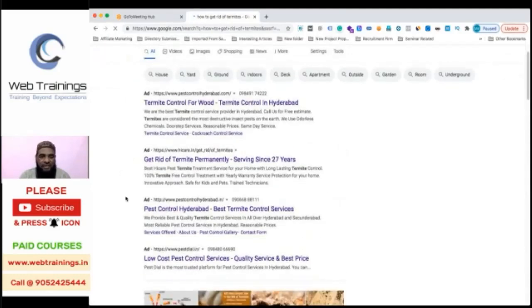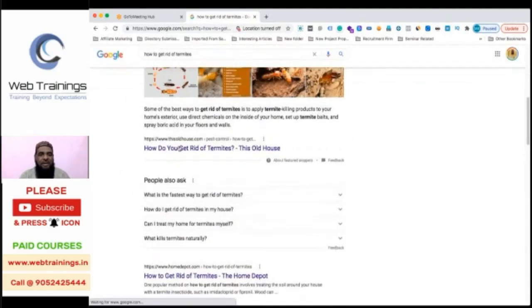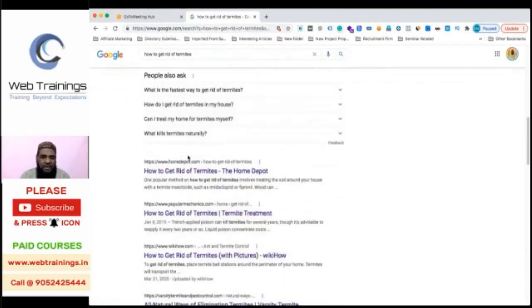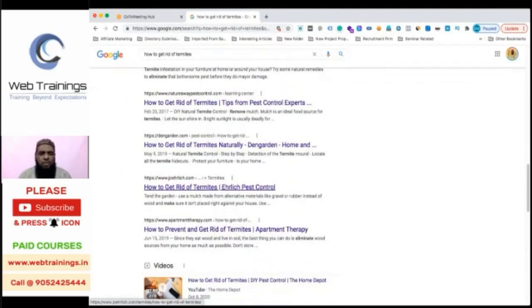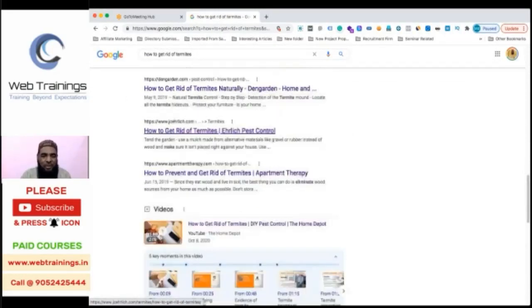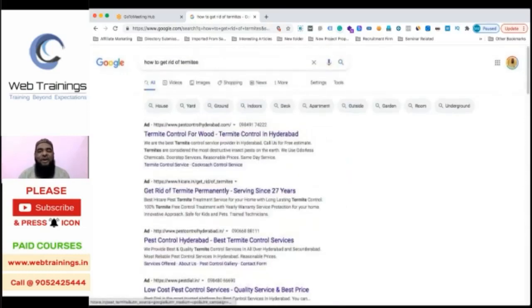Now, these are all advertisers spending a lot of money, but here it is, soldhouse.com. Some of the best ways to get rid of termites is to apply termite killing products to your home exterior. Okay, next we have Home Depot, how to get rid of termites. Oh, there are good articles. And see, termites are a global problem, so any US website can also rank in India, not a problem. So you see there are a lot of articles where we can really target these options.